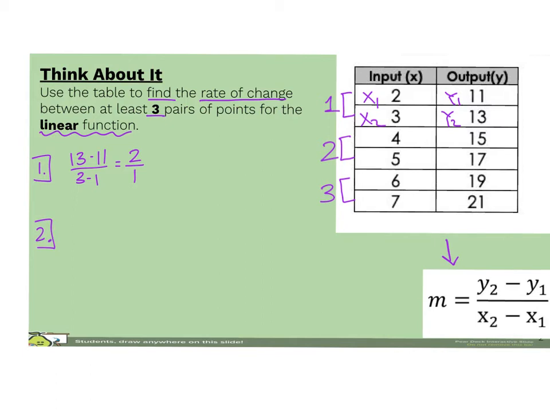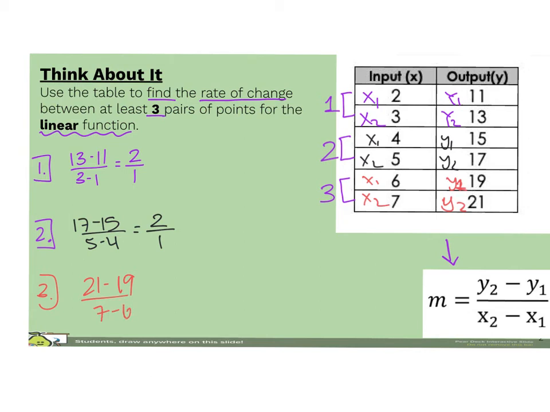So for the second pair, I'll switch colors here. I have 17 minus 15 and 5 minus 4. Again, I have the same thing, 2 over 1. And for my last slope, I have, oops, that was y1. I have 21 minus 19 and 7 minus 6, 2 over 1.